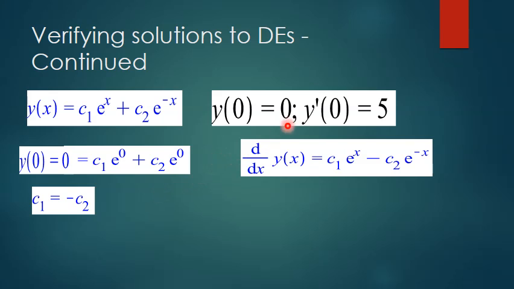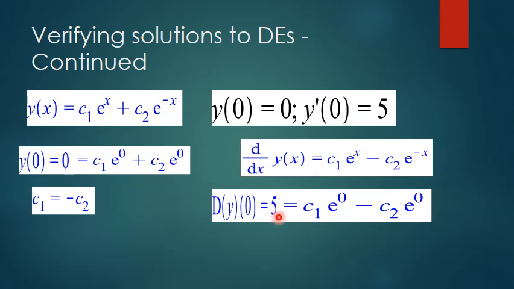And now for the derivative, I have to take the derivative first. There's the derivative of my solution. And then I plug in what it needs to be equal to, and so I have this expression. This tells me I have 5 equal to C1 minus C2. I know what C1 has to equal. It's minus C2.